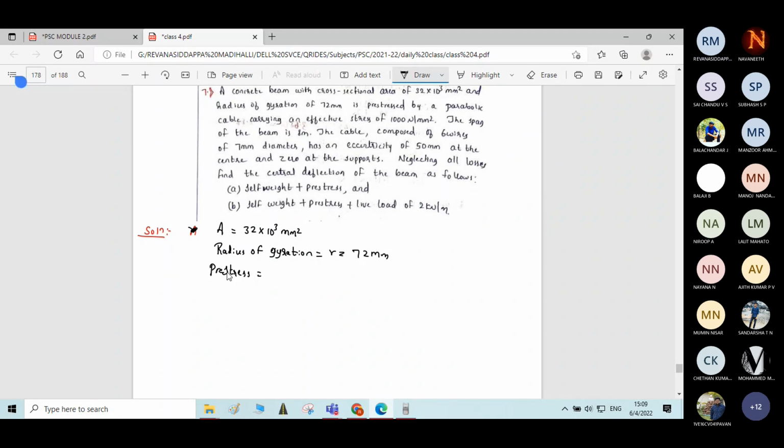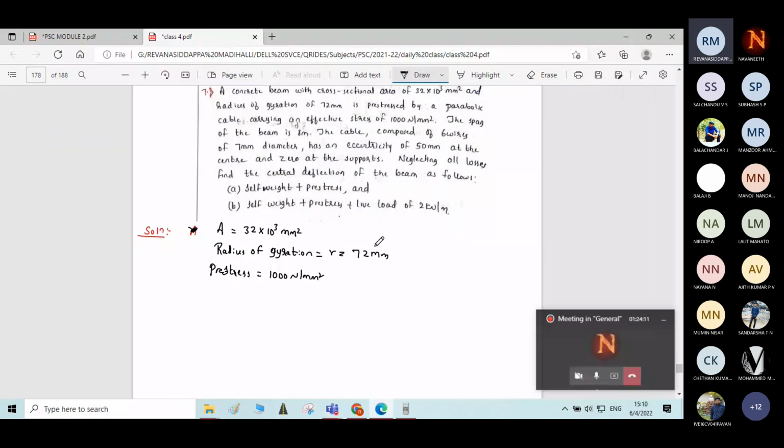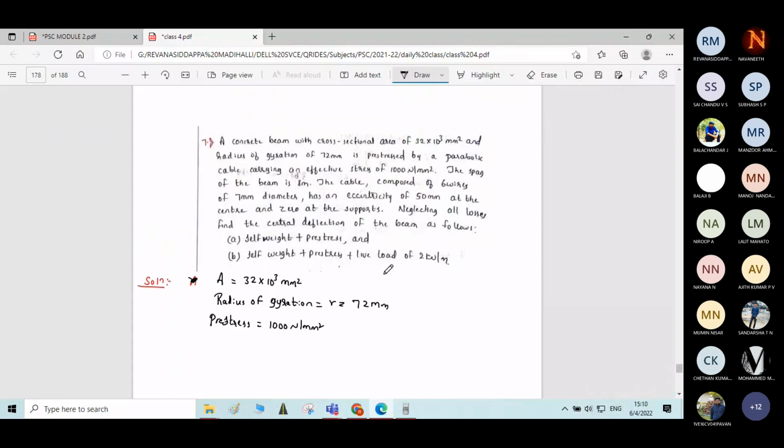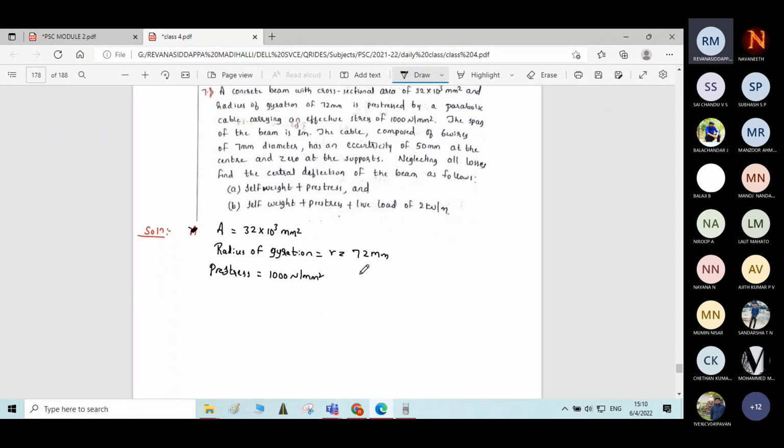Pre-stress is given as 1000 Newton per mm square. The span of the beam is 8 meter. Length of the beam is given: L is equal to 8 meter, nothing but 8000 mm.